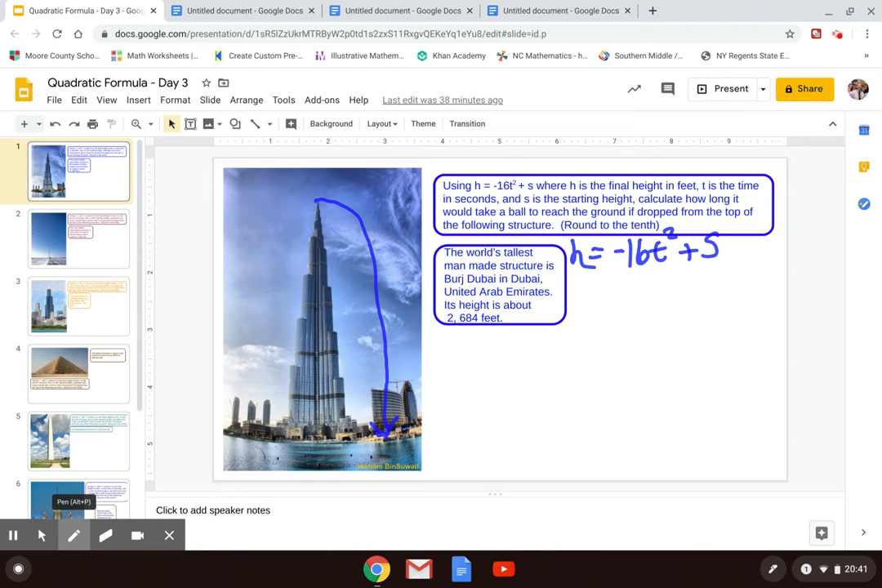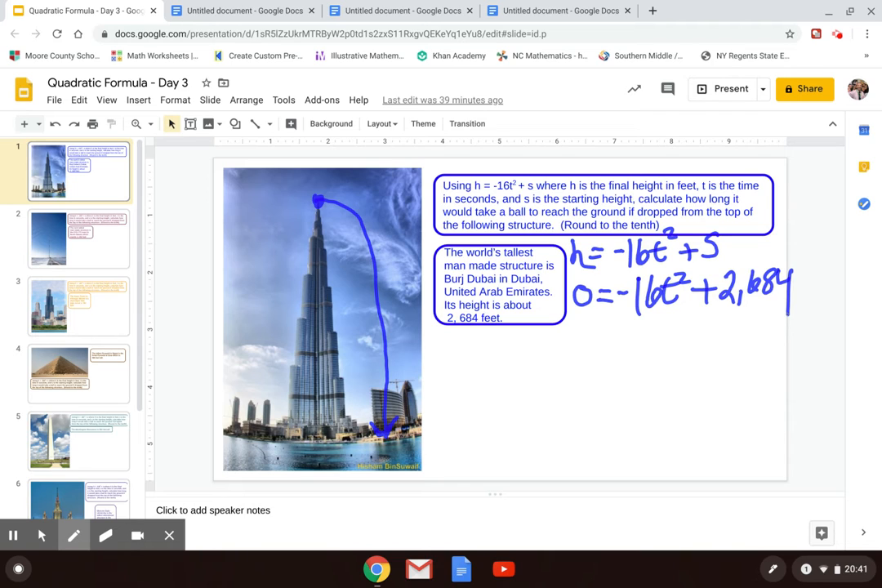So when we look at this and start putting in our values, the first thing it says is h represents the final height. Well, since the ball is going to fall to the ground, my final height is going to be 0, or ground 0, if you want to call it that. So I still have negative 16t squared, but s is going to be the starting point, or the starting height. So the ball is going to start up here and go down. So that's going to be 2,684 feet because it's at the top of the tower.